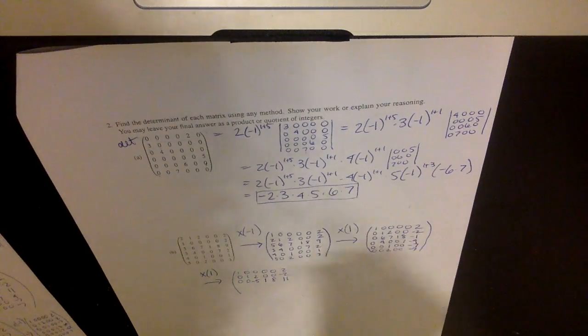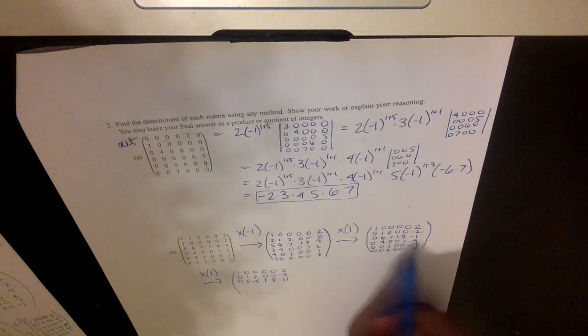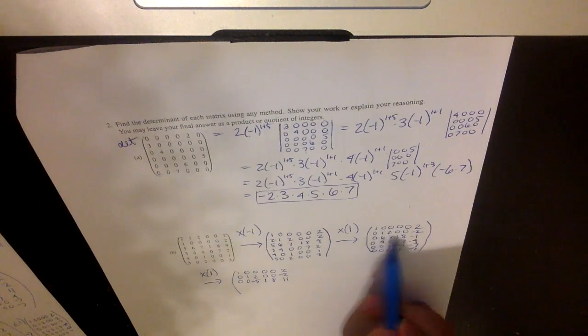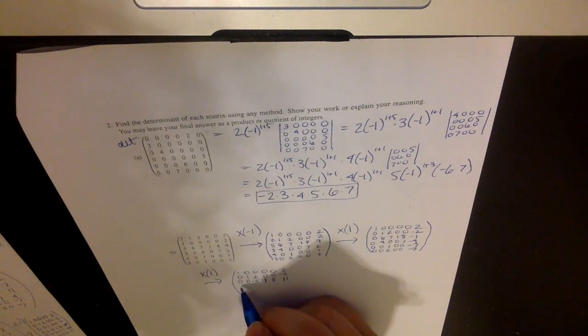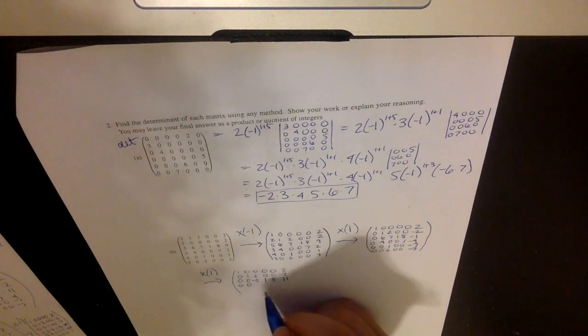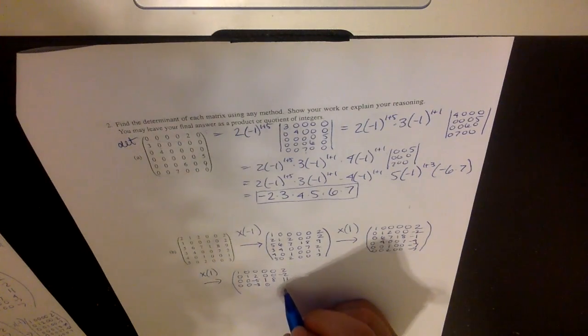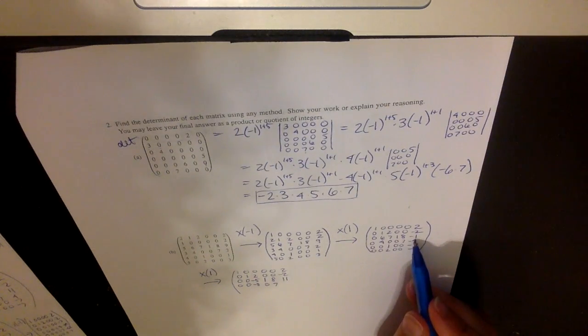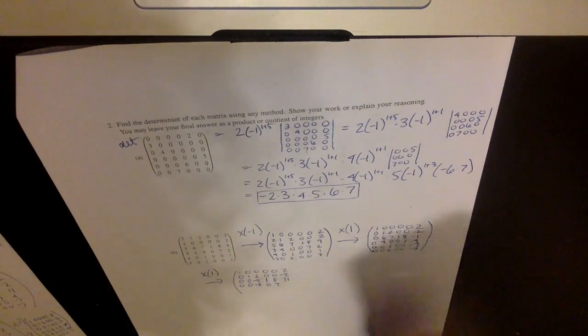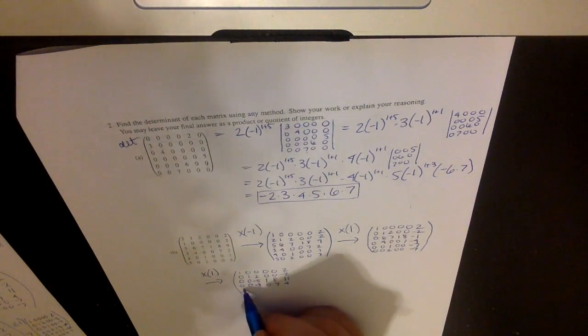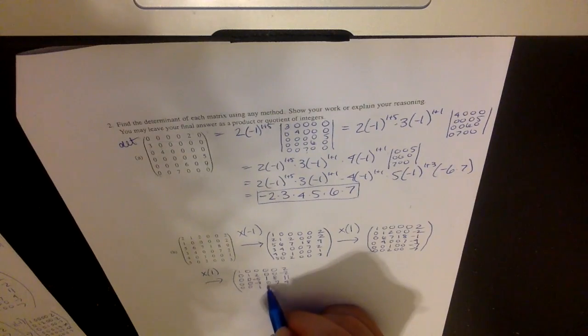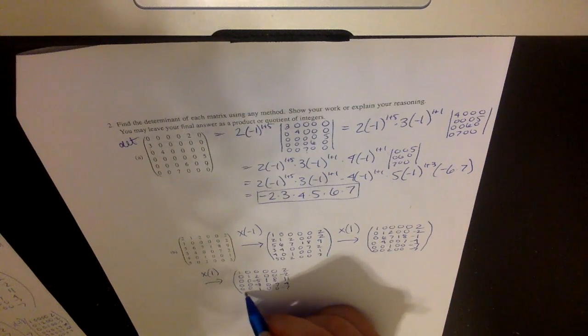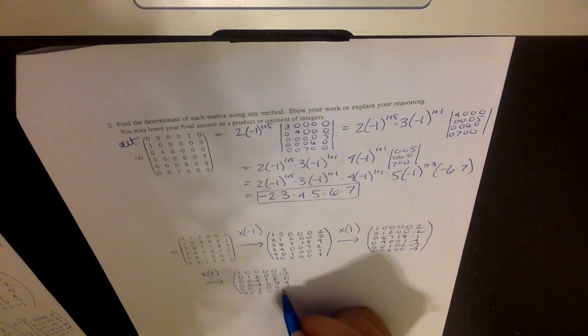Now I'm going to take the fourth row and subtract 4 times the second row. So I get 0, 0, subtract 4, negative 8, 0, and then 7, and then negative 4 plus 8 is 4. And these next ones are unchanged: 0, 0, 1, 0, 0, negative 7, 0, 0, 2, 0, 0, negative 7.